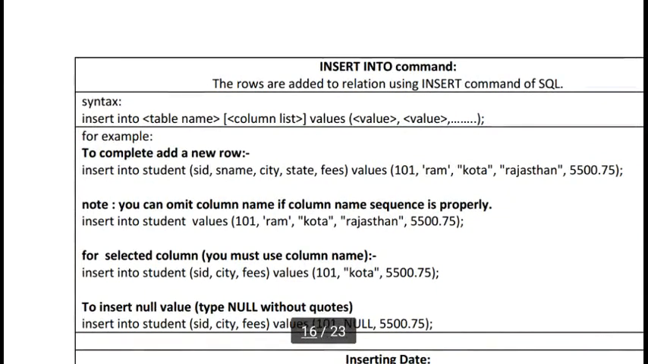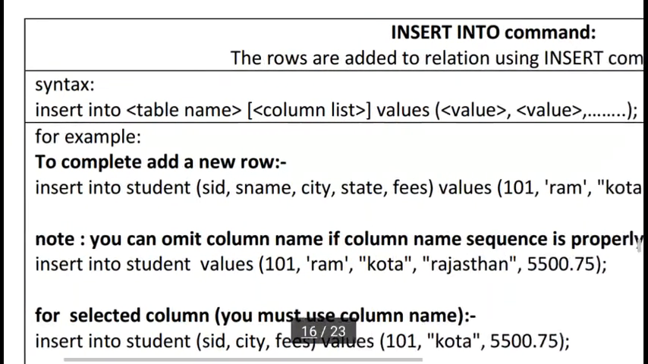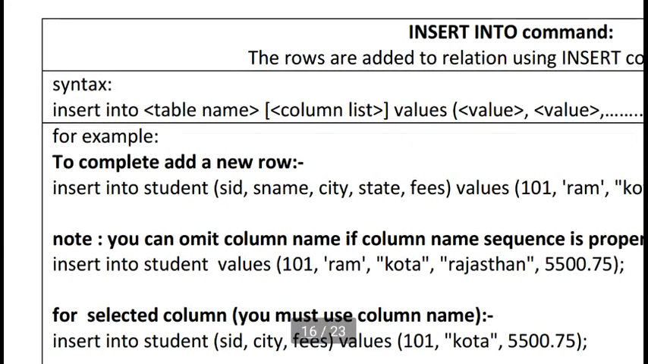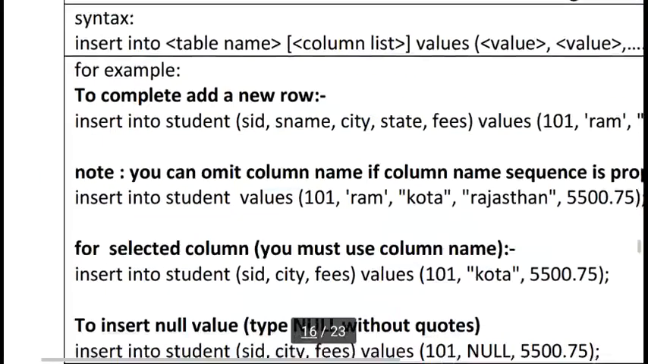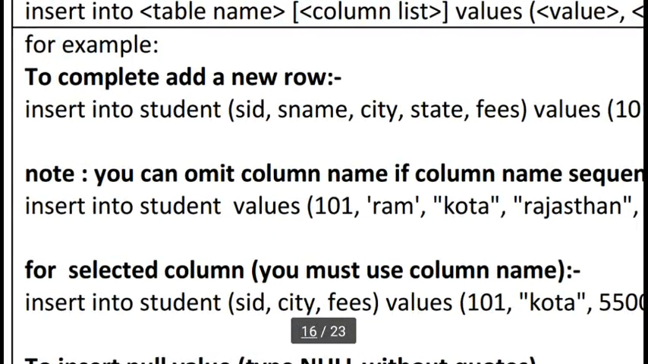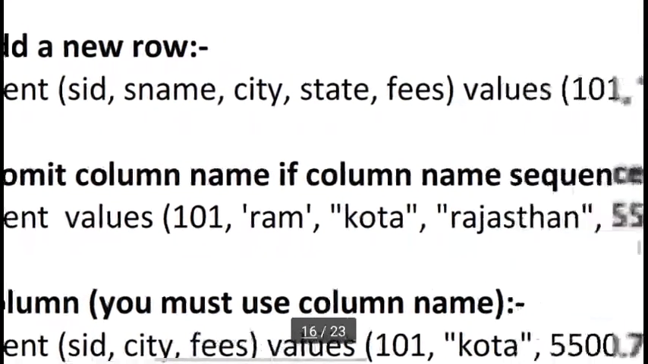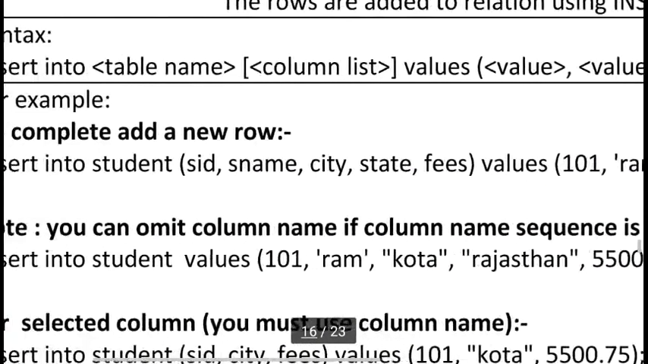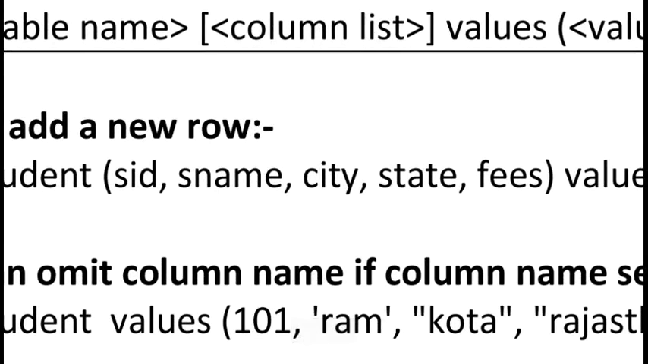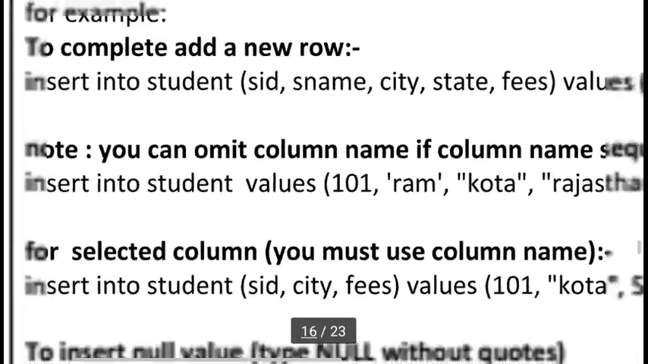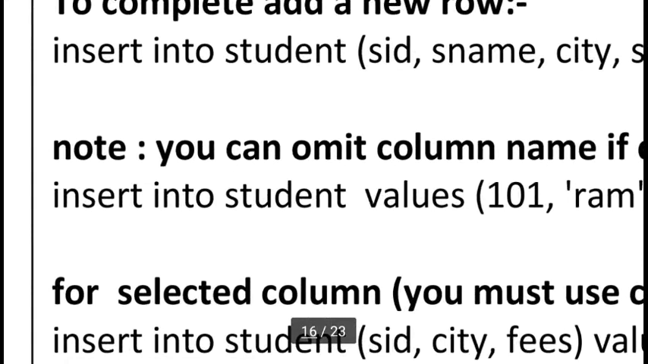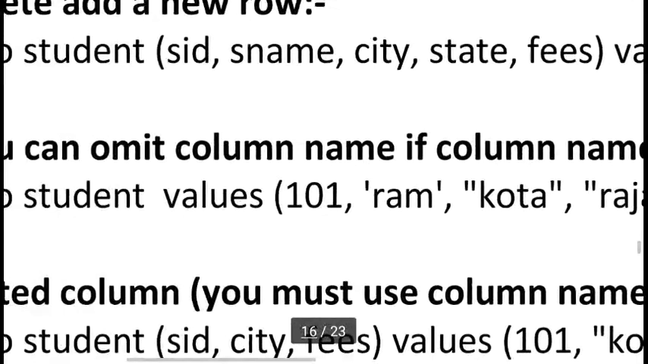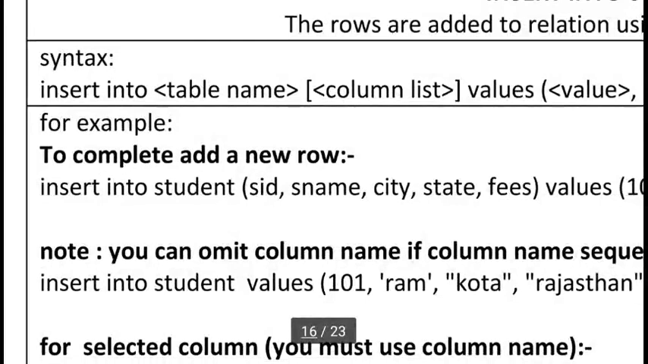Here the INSERT INTO command, we know this thing very well. So only for revision purposes, rows are added to a relation using the INSERT command. The structure we know very well: INSERT INTO table name, column list, VALUES. To add a new row, INSERT INTO student, we can use the column names one by one and the values respectively. Here I am using column names. If you know the sequence of column names perfectly, there is no need to type the column names again. We can directly use INSERT INTO student VALUES, so we can avoid the column names if we know the perfect sequence.